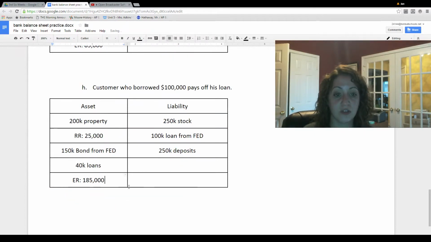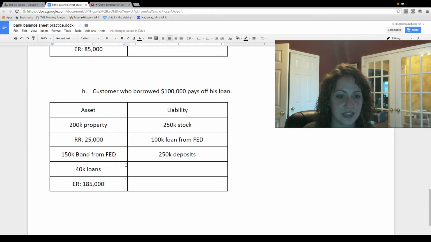And if we do our math right, we still should have $600,000 in assets and $600,000 in liabilities because it's the bank balance sheet. So on the liability side, 250 plus 250 is 500, plus 100 is 600. Making sure the math is right on the other side. Once again, I'm going to get my calculator out because my brain is slow. 200 plus 25 plus 150 plus 40 plus 185, grand total of $600,000. So everything is neat and tidy.